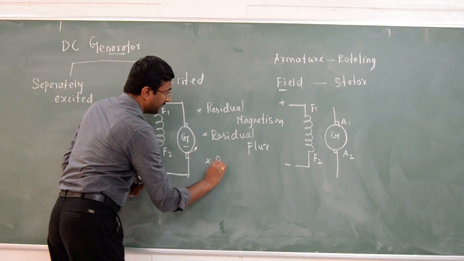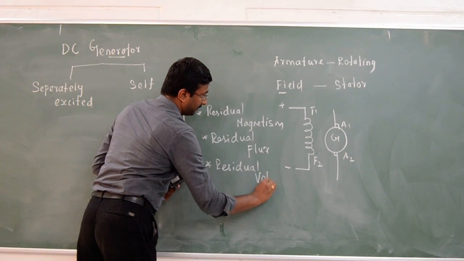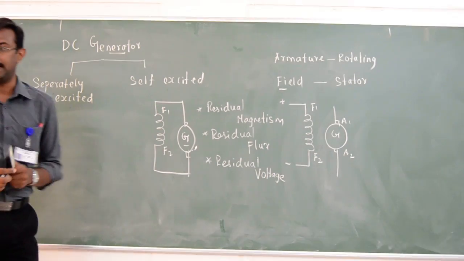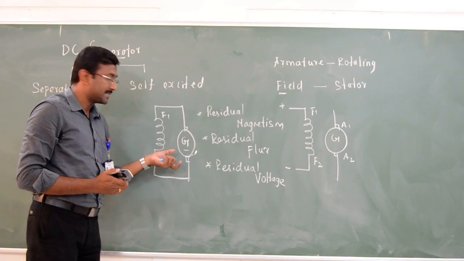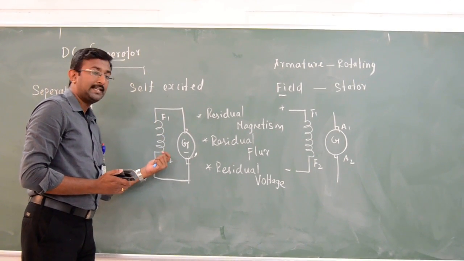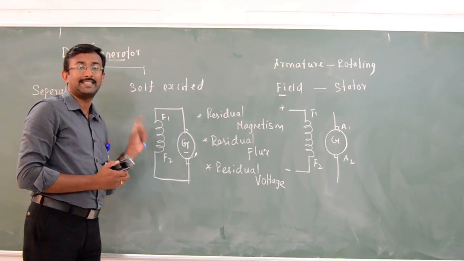The third one is called residual voltage. These three concepts are very important with respect to the self-excited DC generator. As we have already discussed, in a self-excited DC generator the field of the generator is excited by its own output. So how is the field of a generator excited on its own?